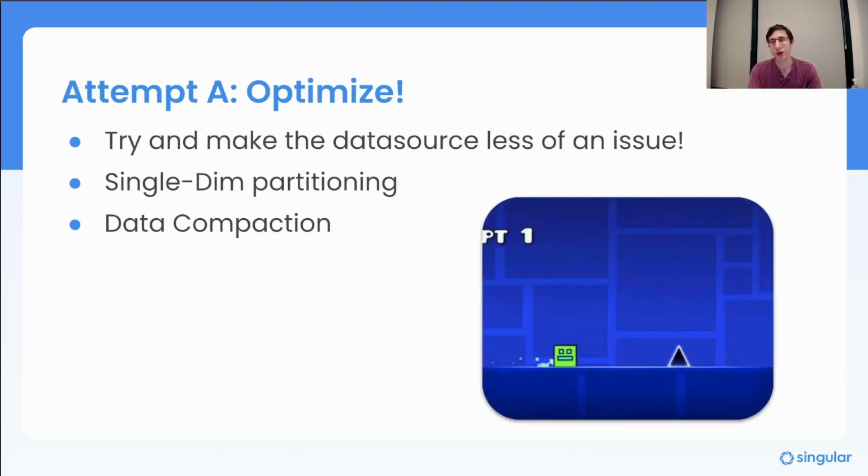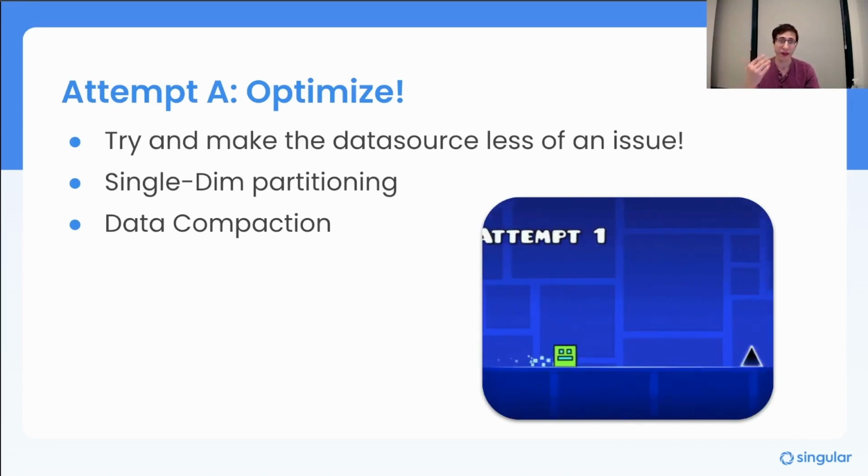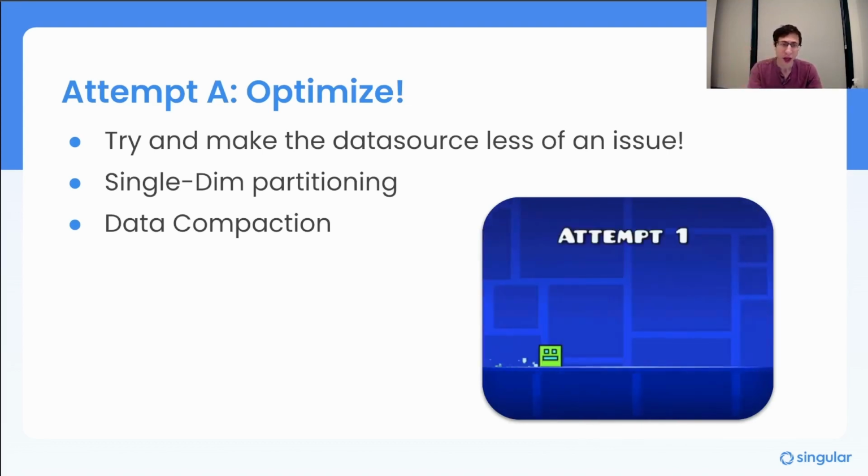So if we have a problematic data source, what do you try to do? Make it not be a problem. So we attempted to optimize our data source and make it less of an issue. We tried a number of different methods. We tried single dim partitioning and data compaction.